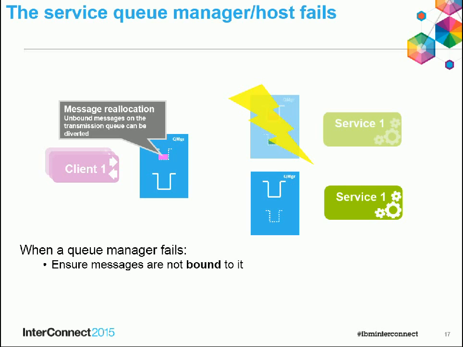If you've said bind not fixed, that means you don't mind which queue manager these messages go to. Therefore, if any messages are stuck on the transmission queue when we lose a queue manager, the queue manager on the left can detect that and go, well, those messages were going to the top queue manager. Now, because they're bound not fixed, I can send them to the bottom queue manager instead. So those messages can get transferred across and processed by the service.